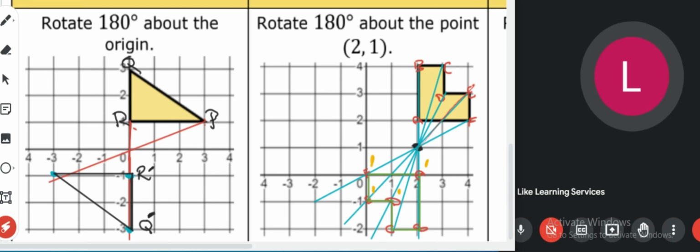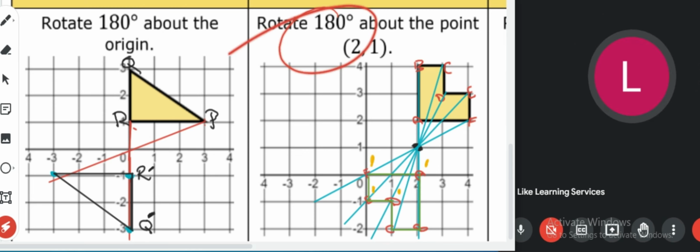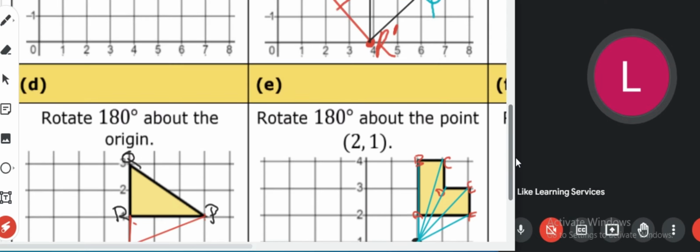To E, to A, to D, to F. No, sorry, to F, to D, and then of course to C, same distance. And then you just join the points as shown. That's for 180 degrees. Whether clockwise or anti-clockwise, the same thing.